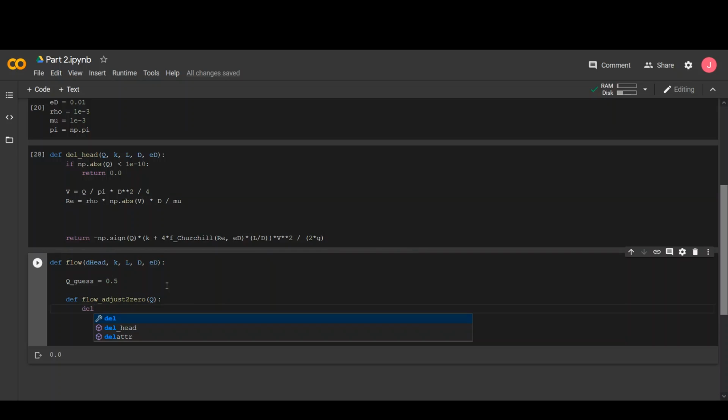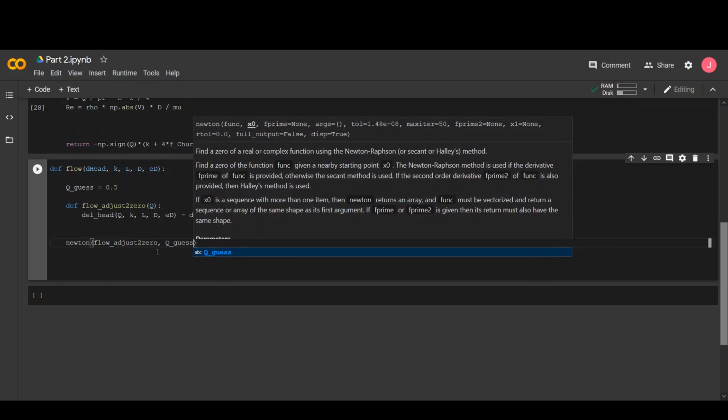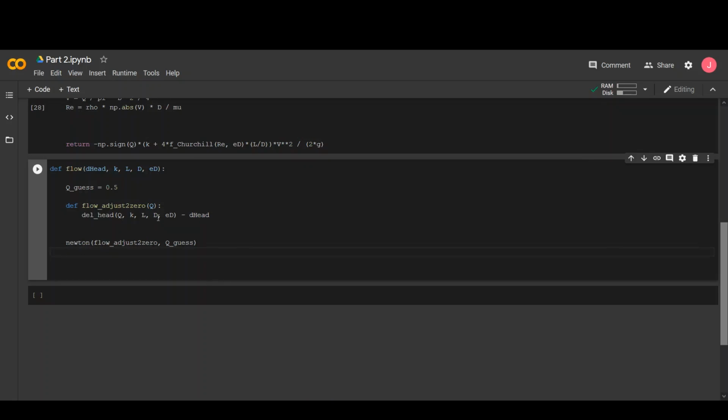And we're going to increment that until it cancels out with our truly known delta head that was given. So we're going to be using our function from up top, right? And then we're going to take off our known delta head, which we call d head in this case. Okay? We want to go back and adjust this guess, right? So it's going to start out with this guess and slowly, progressively change our flow until this is satisfied, when this goes to 0.